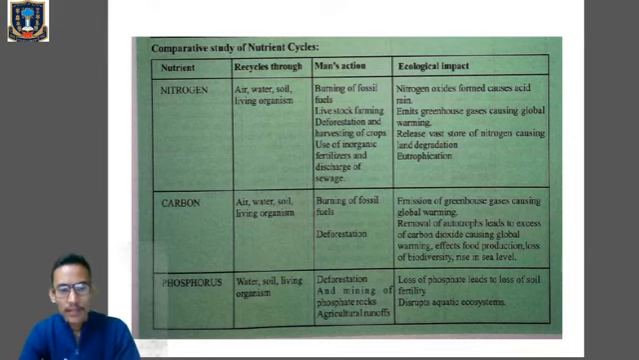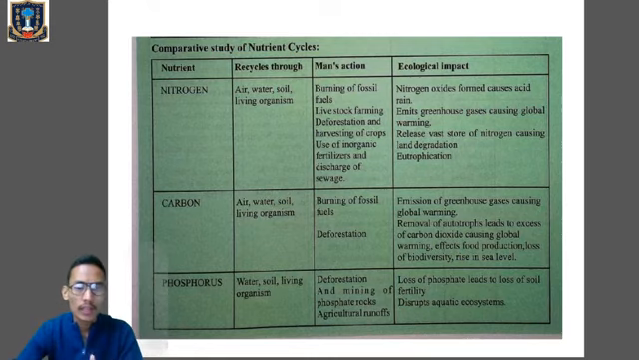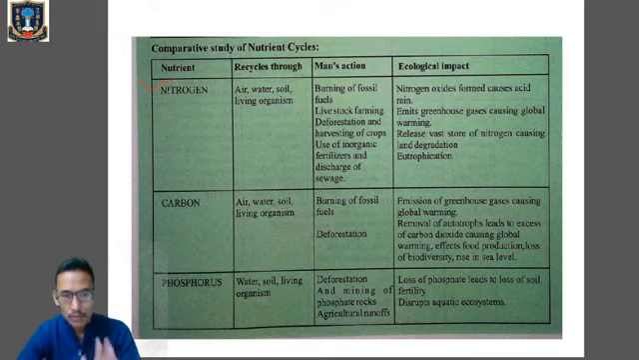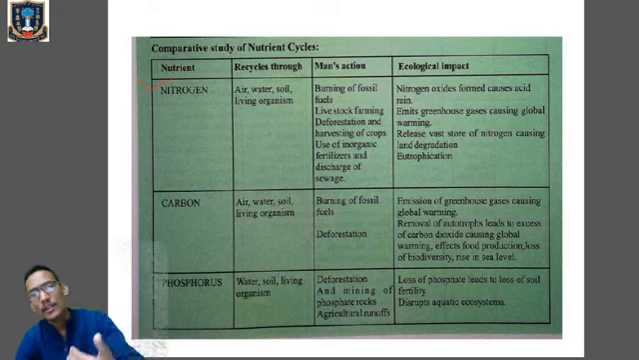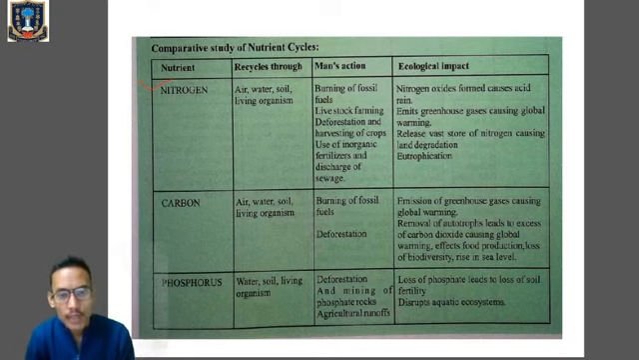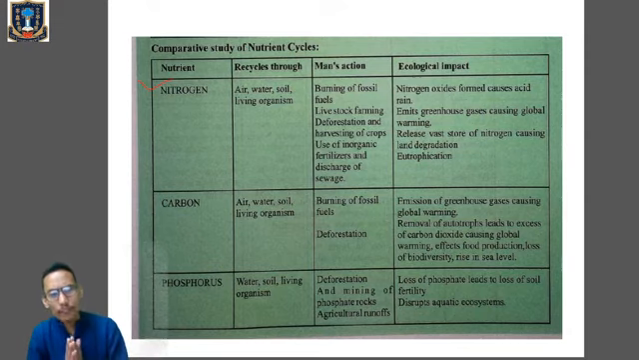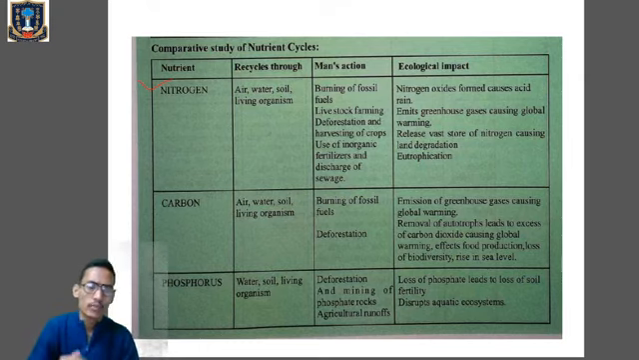First one, nitrogen. It recycles through air, water, soil, and living organisms. So go through the nutrient, recycling, man's action and ecological impact. Clear? So nitrogen, you can see the sources, it recycles through air, water, soil, and living organisms. Man's action: burning of fossil fuels, livestock farming, deforestation and harvesting of crops, use of inorganic fertilizers, and discharge of sewage. These are the roles of human beings.